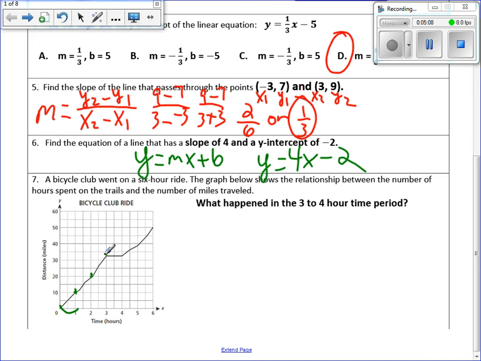So they're getting further. It has nothing to do with a hill. It's just how far they're traveling. So the question says, what happened in the 3 to 4 hour time period? Well, that would be right here.